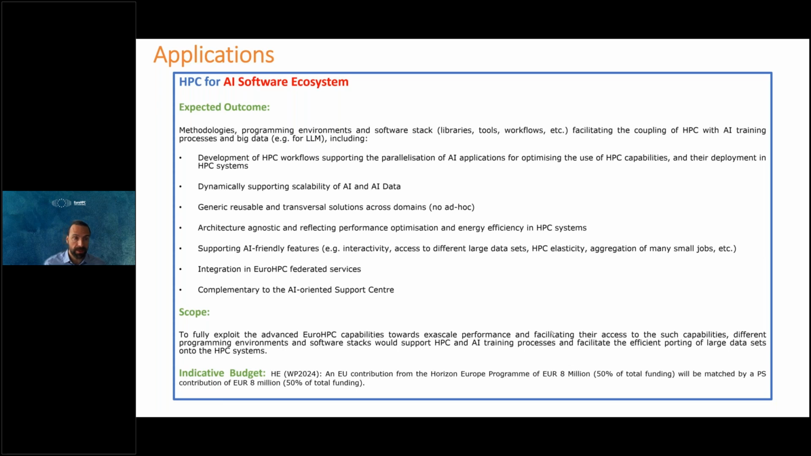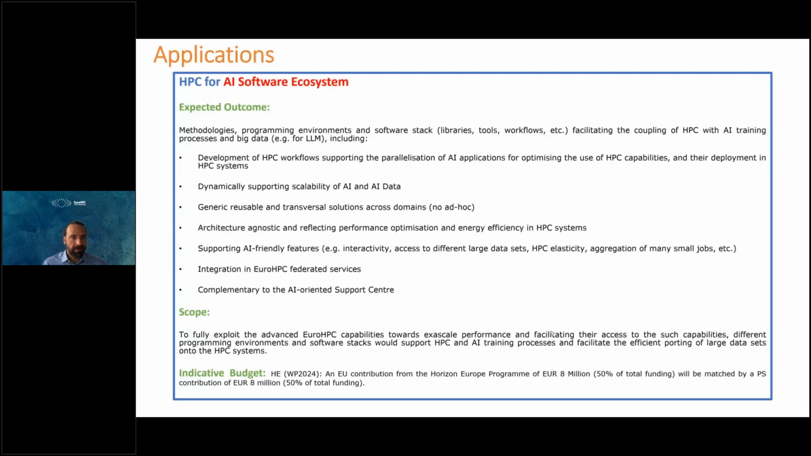Maybe there are some gaps that need to be filled. There needs to be some work on scalability. Also in the specific context of our systems, there needs to be some integration in EuroHPC federated services and much more. And this will be a software development activity complementary to a second action that I will talk about on the next slide, on an artificial intelligence oriented support center. Or maybe not on this slide, but in one of the following.